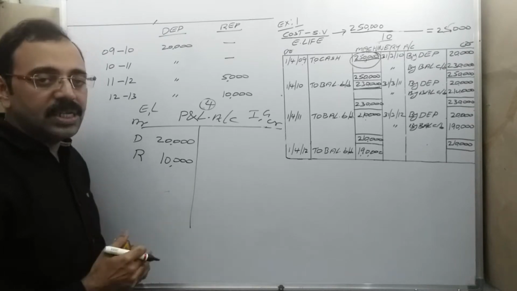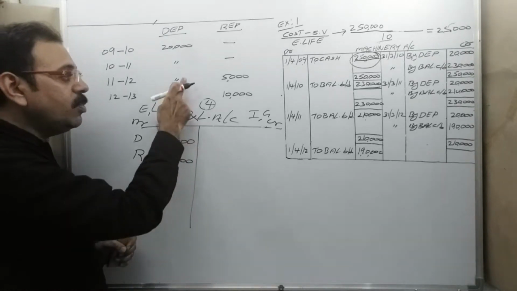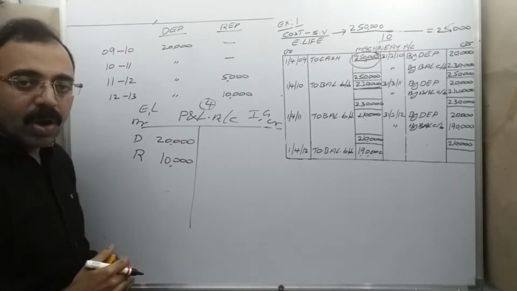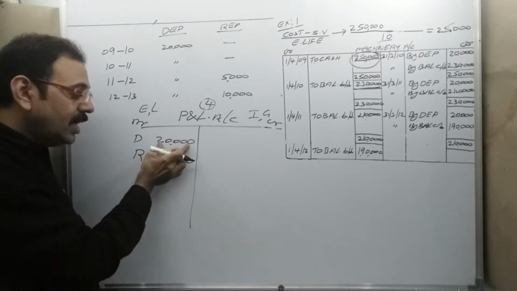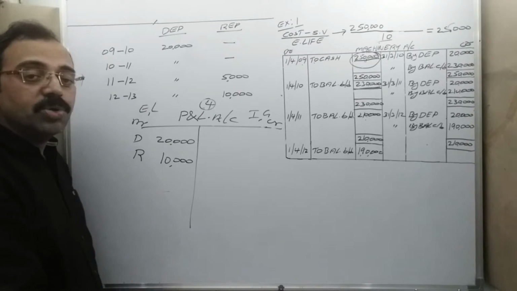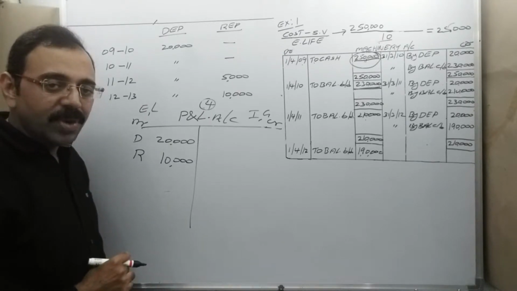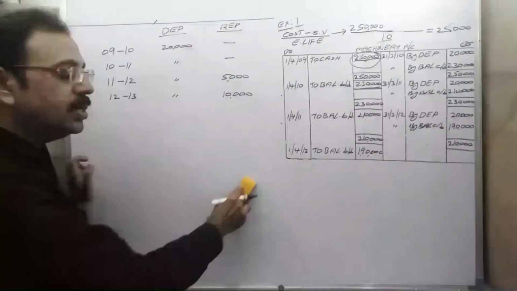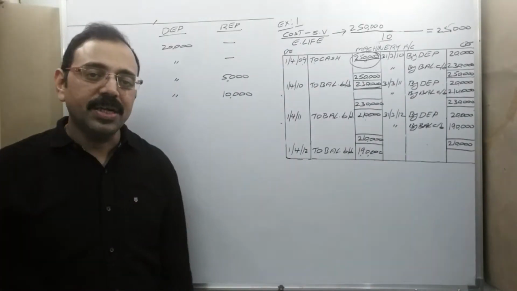Clear? Then you may think, okay, then what is the disadvantage in this? The disadvantage here is 1 year profit we cannot compare with other year because every year equal amount you are not charging to P&L account. Okay? So these are the disadvantages of this method.